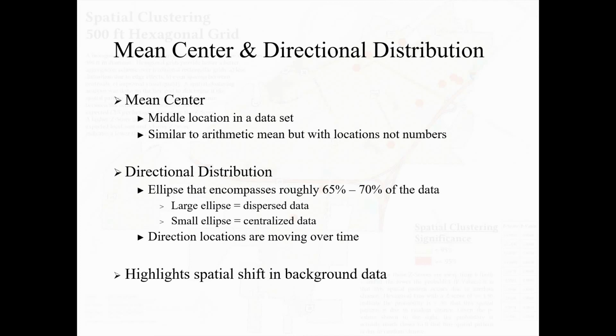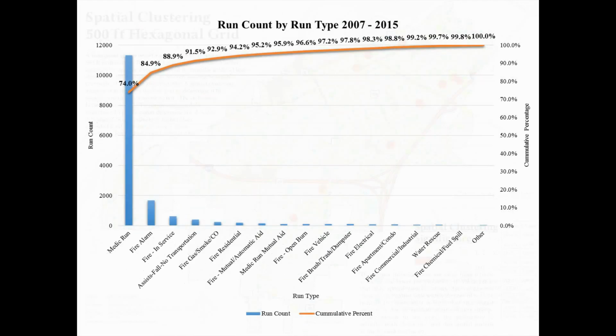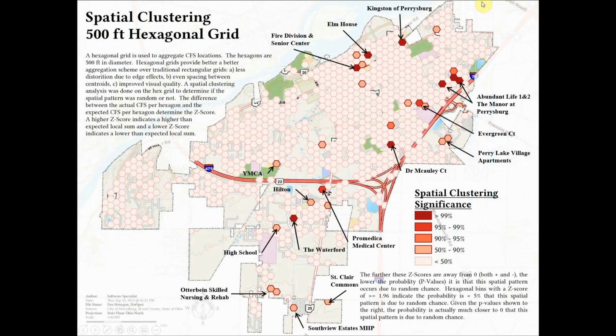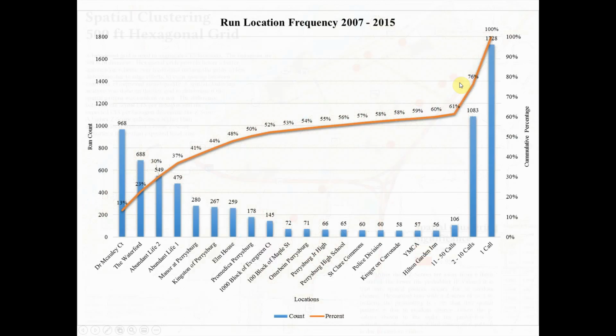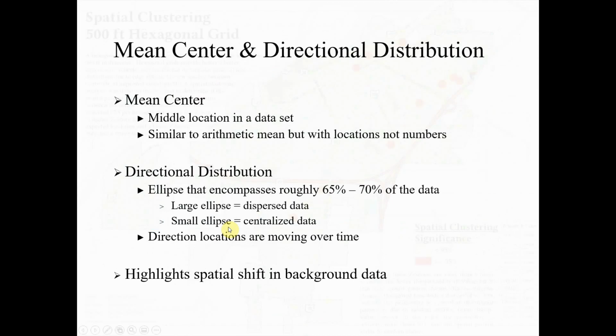And this can really highlight shifts in the background data, because we can remove all of these drivers, right? So if we remove these top 5 locations that call, we can really get an understanding of where kind of the background noise or the background calls for service are coming from and where they're shifting over time.